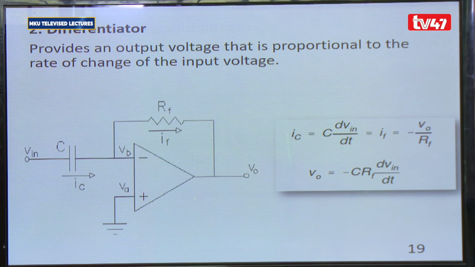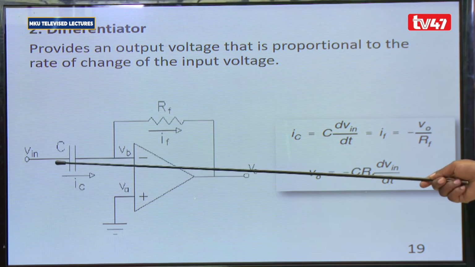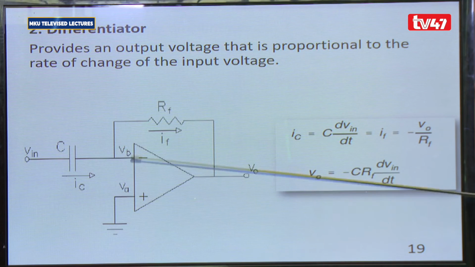So application number 2 is the differentiator. A differentiator is a circuit that will give an output voltage that is proportional to the rate of change of the input voltage. So from this expression here, remember, this is the circuit for a differentiator. At the input here, we have a capacitor. Then we also have our feedback resistor.